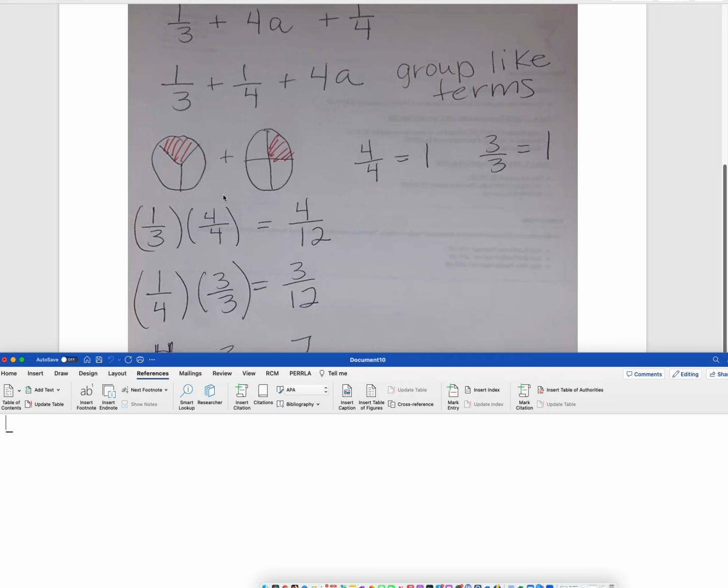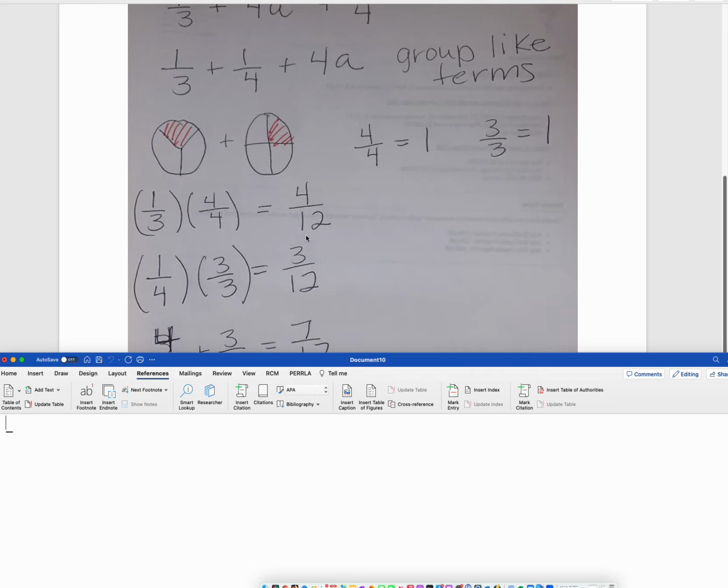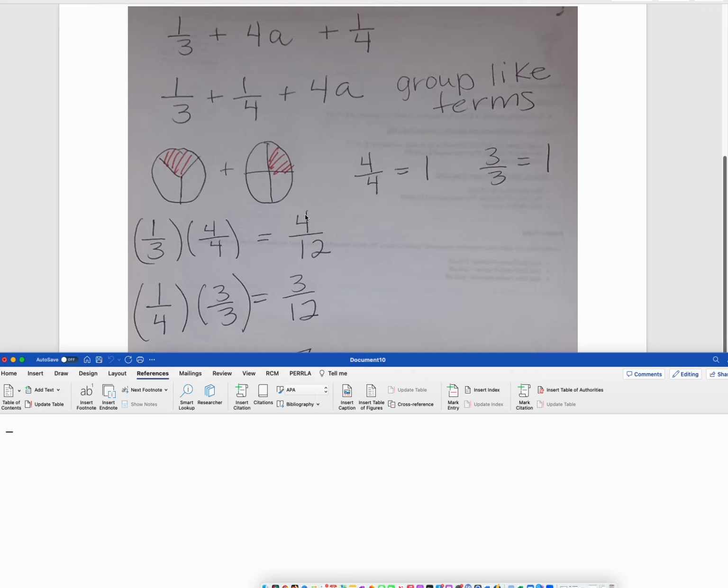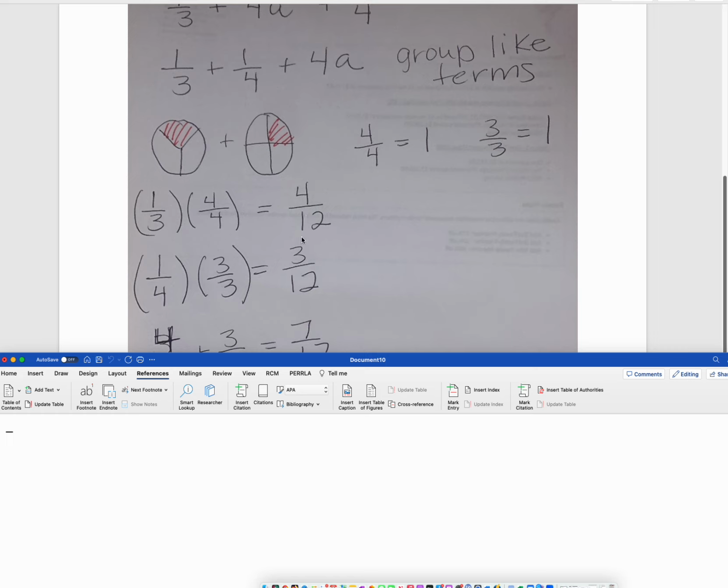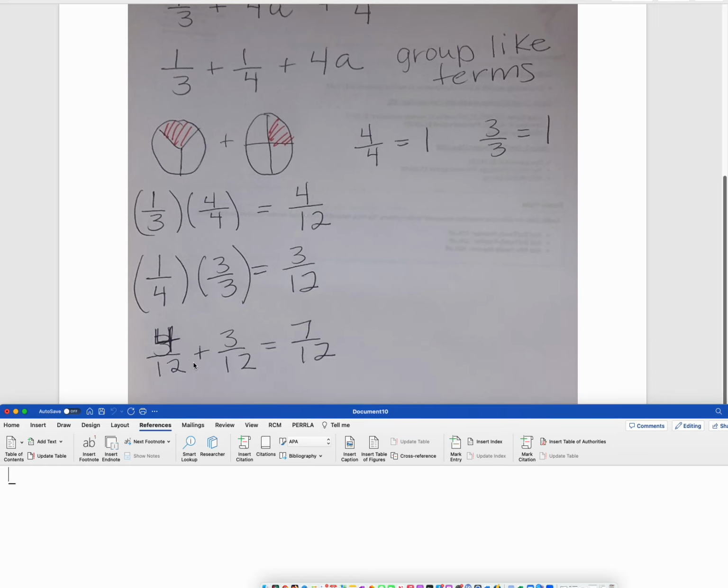And I wish I could draw these very well, but I am not good at drawing the circles. But you can always draw it for yourself and see what that looks like. So now they're the same size pieces, and we can add those together. So we have 4/12 plus 3/12, and we'll have 7/12. So the number of pieces doesn't change in the denominator, just on the top, because 4 plus 3 is 7. But this is how many pieces there are all together.